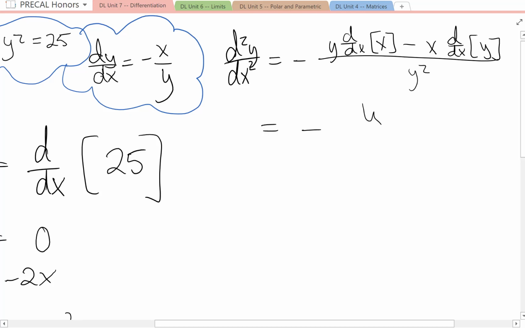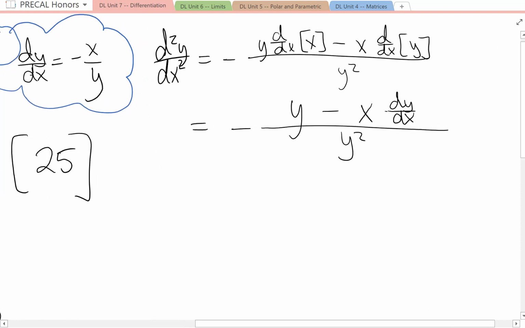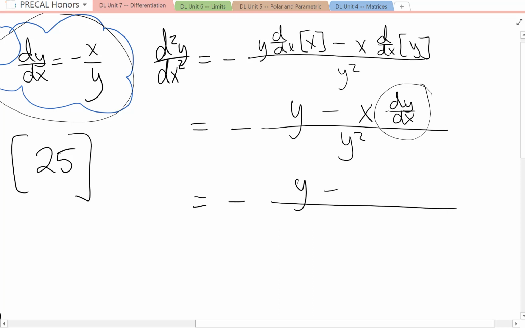And this negative is in front of the whole fraction, so if you end up distributing it, it will go to all the pieces in the numerator or denominator, but not both. So the derivative of x is 1. This would be y minus x times the derivative of y with respect to x over y squared. Well, dy dx, we actually know what that is. We have a relationship. It's negative x over y. So we will begin by replacing that. That's why it's important to keep track of your relationships. Negative x over y, all over y squared.